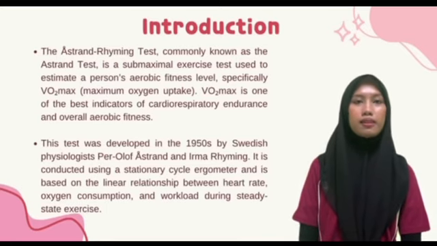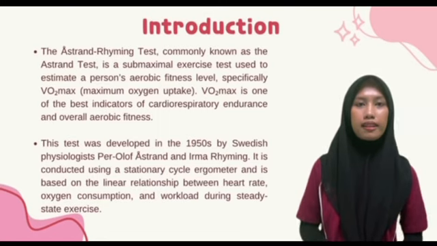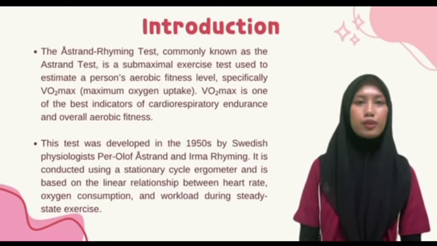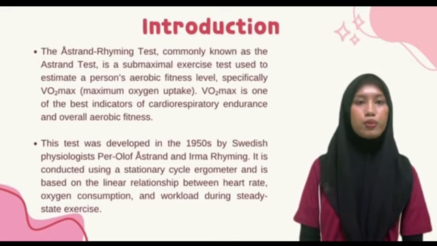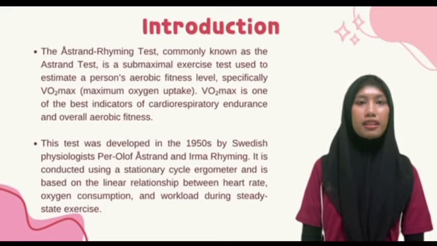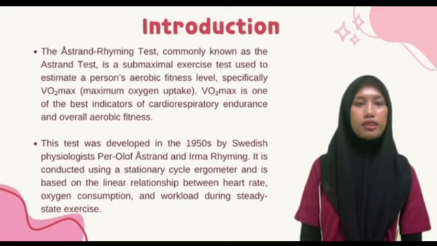So, for the introduction, the Astrand running test, commonly known as the Astrand test, is a maximal exercise test used to estimate a person's aerobic fitness level, especially VO2 max. Maximum oxygen uptake, VO2 max, is one of the best indicators of cardiovascular endurance and overall aerobic fitness. This test was developed in 1958 by Swedish specialists Per-Olof Astrand and Irma Ryhming. It is conducted using a cycle ergometer and is based on the linear relationship between heart rate, oxygen consumption, and workload during steady state exercise.